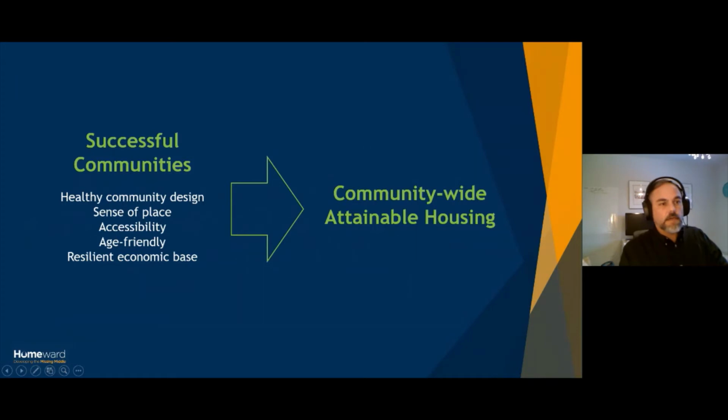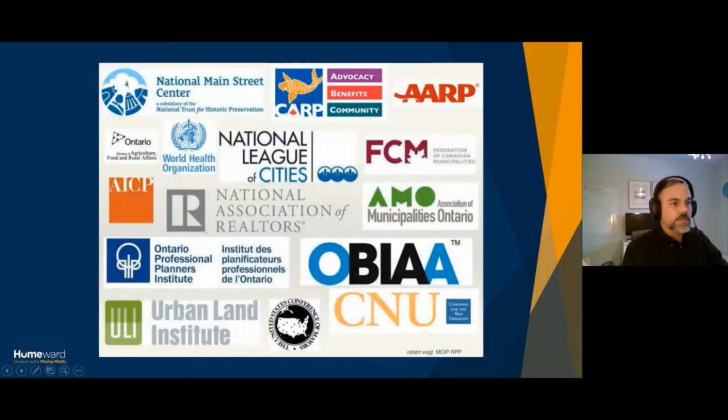And I would make an argument that you can't have that without community-wide attainable housing and having that full range of housing, as I mentioned before. And this isn't just my opinion. If you take a look at any of the organizations or institutions that relate to our industry in terms of being community builders and providing housing and providing successful communities, some of which are shown on the screen here, they all invariably have some of their goals and some of their recommendations focused on the need for providing that mix of housing. And the mix that's missing the most in our communities is that missing middle.